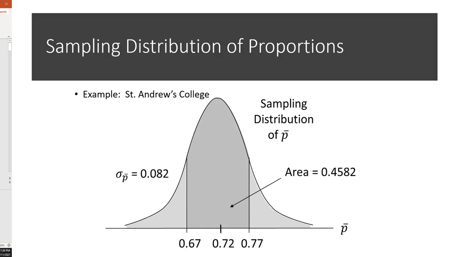The key thing that you need to keep in mind when you're working with the population proportion is making sure that you convert your proportions to z-scores so that you can use that z-table to determine the area under the standard normal curve.